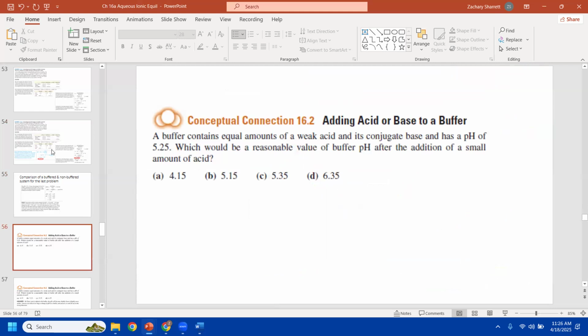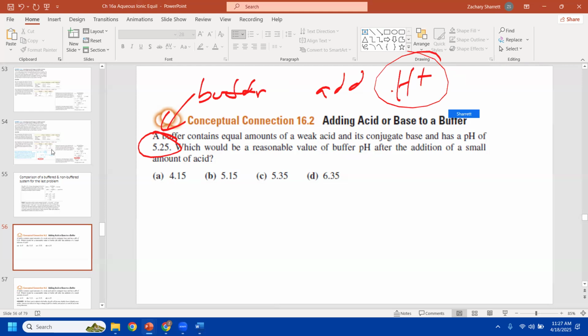Real quick conceptual check. A buffer contains equal amounts of weak acid and its conjugate base, and it has a pH of 5.25. What would be a reasonable value of buffer pH after the addition of a small amount of acid? Okay, Amanda, what do you think? We have an initial pH of 5.25 of a buffer, and we're going to add acid. Do you think the pH should go up or down with the addition of acid, Amanda?